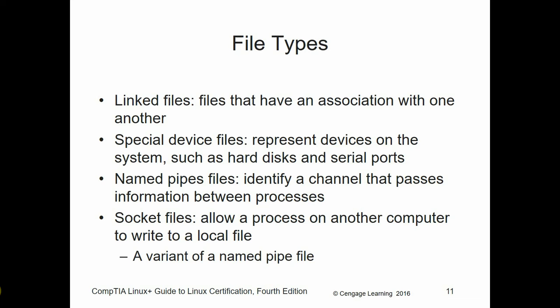Special device files represent devices on the system, such as a hard disk or a serial port. Named pipe files identify a channel that passes information between processes. Then the socket files, which allow a process on another computer to write to a local file.